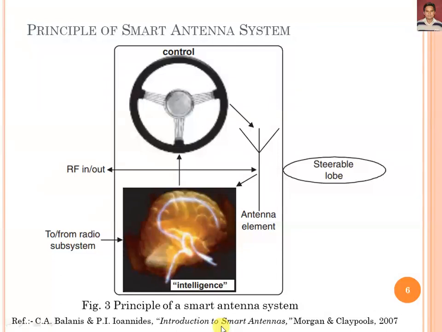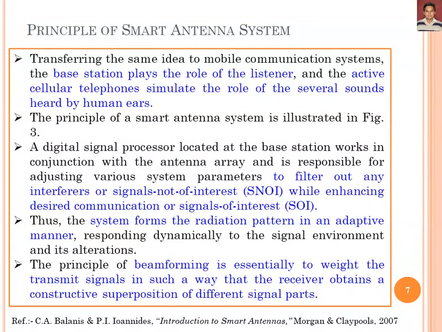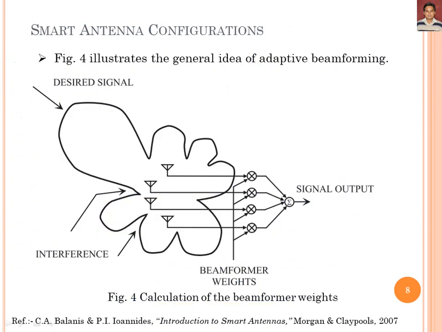In that case, one thing to note from this figure is the beam forming. So the principle of beam forming can be understood, and beam forming is essential in the case of smart antenna system to weight the transmitted signals in such a way that the receiver obtains a constructive superposition of different signal parts. Here you can see the concept of beam forming, especially adaptive beam forming.